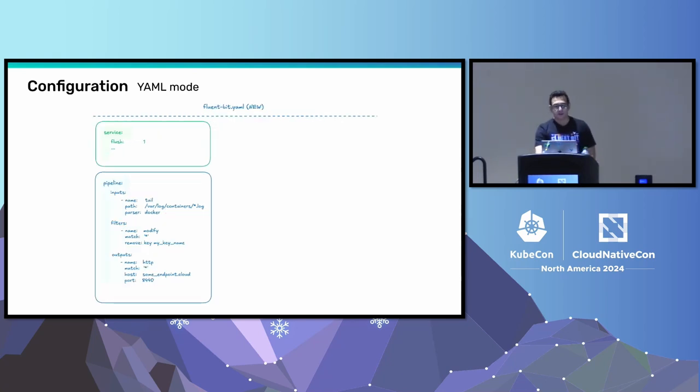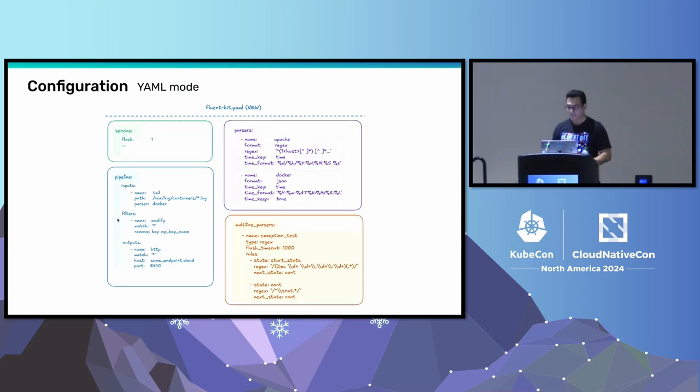So in the new YAML mode, now we have backward compatibility, and you can define the same sections like service. Now we got the new section that is called pipelines, where you can define your inputs, your filters, your outputs, right, in the same file. And as well, this is all within the same file. You can add parsers and multi-line parsers, in addition to plugins, upstream servers, and stream processor, or SQL queries that we also support in Fluent Bit.